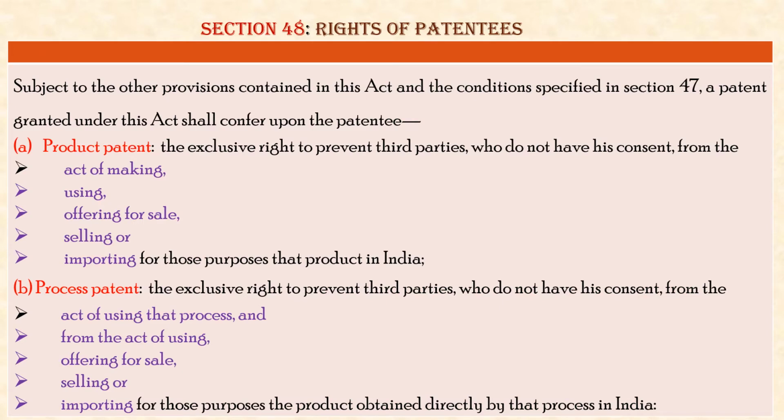Let's come to section 48, Rights of Patentees. Subject to other provisions contained under this Act and the conditions specified under section 47, a patent granted under this Act shall confer upon the patentee for product patent the exclusive right to prevent third parties who do not have his consent from the act of making, using, offering for sale, selling, or importing for those purposes that product in India.